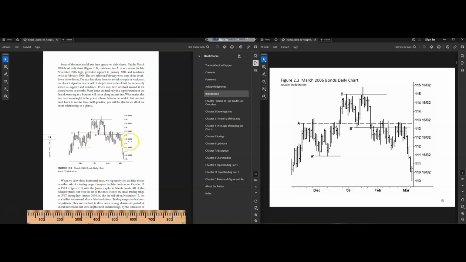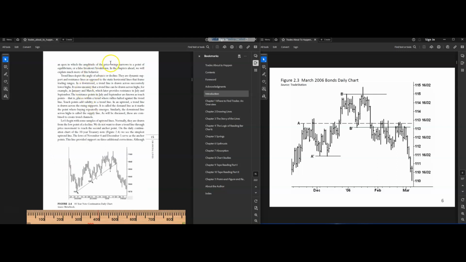Basically, a lot of bars that tire everybody out. But as far as behavior is concerned, apexes. Everyone knows what an apex is. It's basically a triangle. You see the wedges or the pennants, whatever you want to call them. So you have that apex or a spring and upthrust. So that's how they do it.